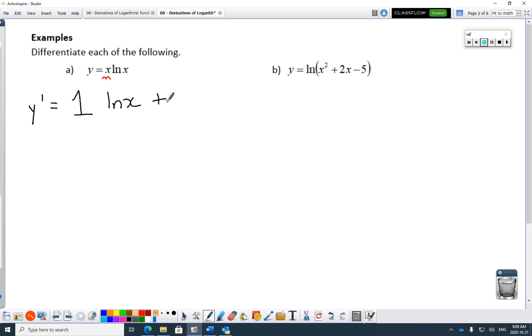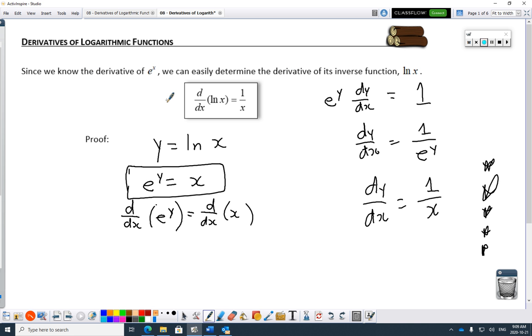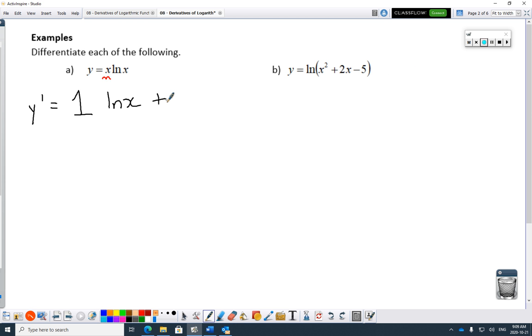Plus derivative of the second. Not bad. Not the simplest derivative ever, ln, but pretty good, really, when you think about it. Ln x, 1 over x.